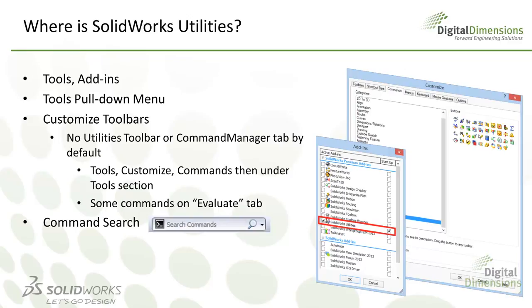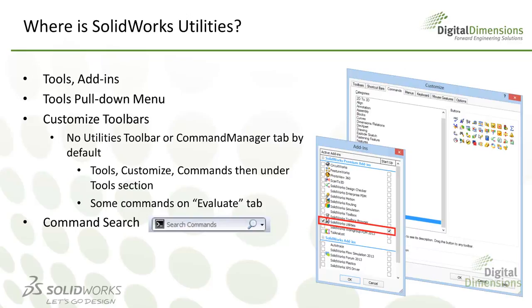There is no toolbar, so you can't go into SolidWorks and turn on the SolidWorks Utilities toolbar. You'll find as we go through this CADcast, most of the commands are available in the Tools pull-down menu, or also on the Evaluate tab inside of SolidWorks on the Command Manager. There are buttons for every single command, though, so if you do want to add some of these buttons, you can customize, go to Tools, Customize, and add the buttons. You'll find most of them underneath the Tools section of the Commands tab in the Customize dialog box.